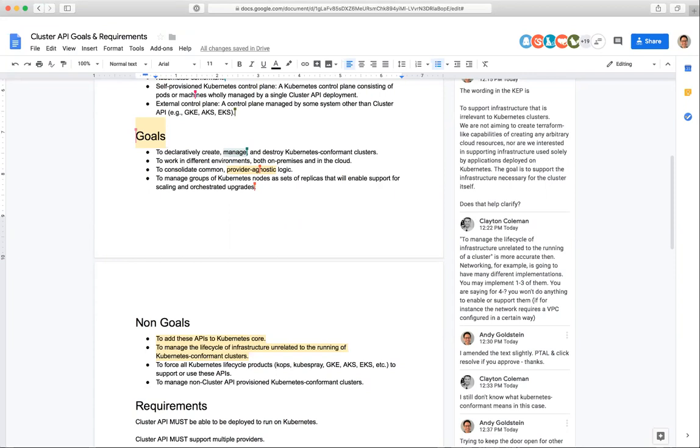So, how about declaratively manage the life cycle instead of create, manage, and destroy? Yeah. And then you could put create, manage, destroy in parentheses. Which would be create, manage, destroy, upgrade, and autoscale? I don't know if autoscale fits in that. Well, I'm not necessarily saying autoscale, but adjust the capacity of... Scale is fine. Create, destroy, scale, upgrade. That should be the four main ones.